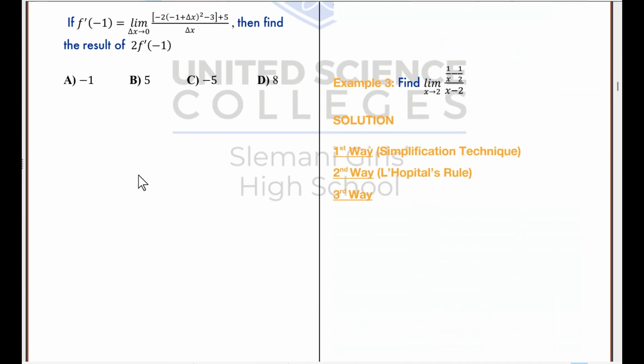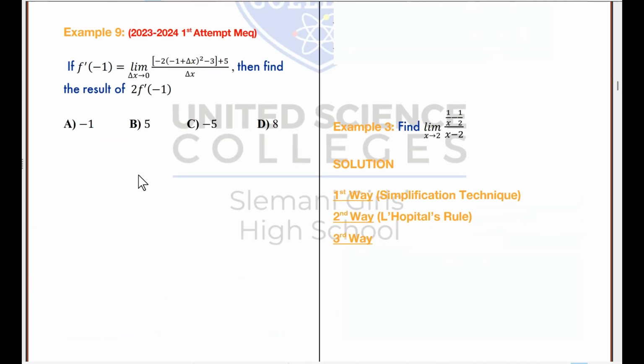Alright, one last question about this form. 2024 first attempt ministry question. We are asked to find f prime of 2, f prime of minus 1. F prime of minus 1 is given in limit form. If we know the value of this, I will know the value of that.